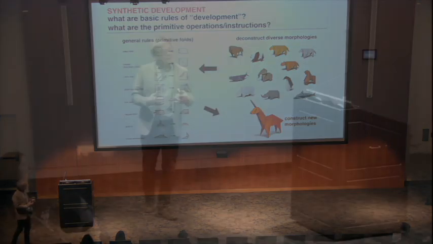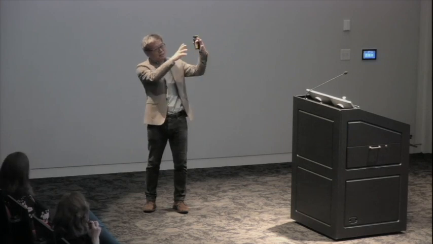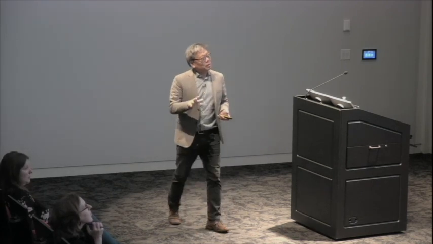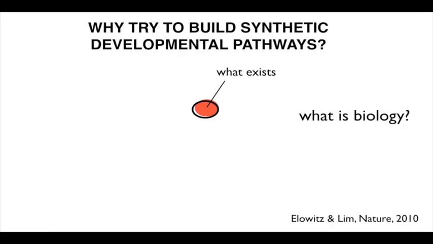And the idea here, again, is that there are these molecular words, and maybe there are sentences and grammar and paragraphs, but how do we not just deconstruct some great work of literature, but rather start asking how we write our own sentences and paragraphs? Okay, and this fits into a bigger scheme of how we think about synthetic biology, and in this case of synthetic developmental pathways.